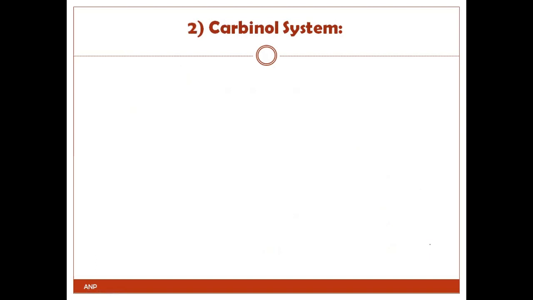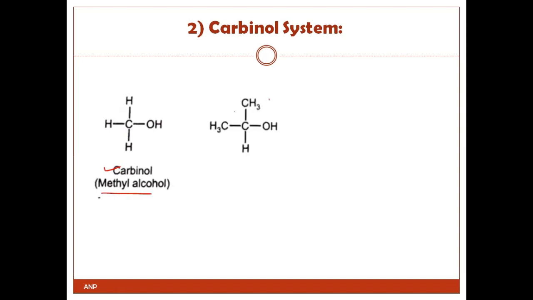Carbinol system. In this system, alcohols are considered as derivatives of methyl alcohol, and methyl alcohol is also called carbinol. This is methanol or methyl alcohol. All alcohols are considered as derivatives of carbinol. For example, if two hydrogens from methanol are replaced by two methyl groups, then the compound becomes dimethyl carbinol. This is isopropyl alcohol.